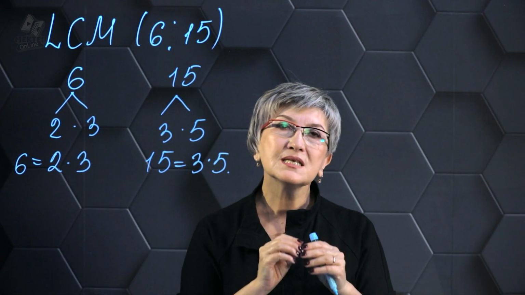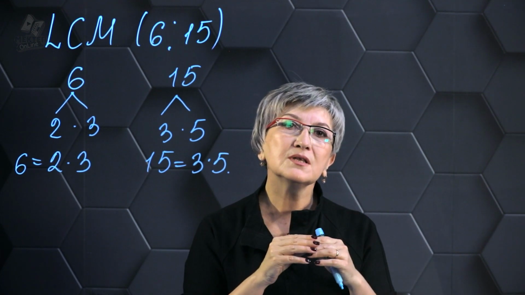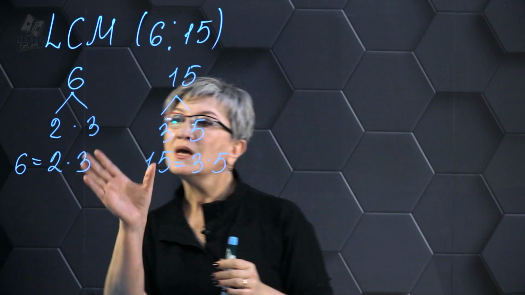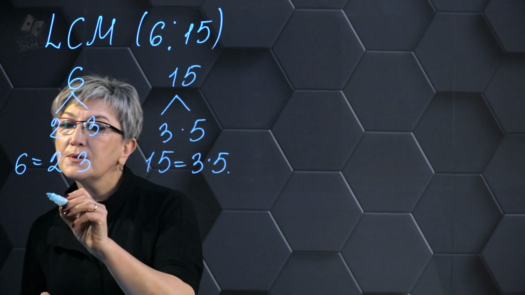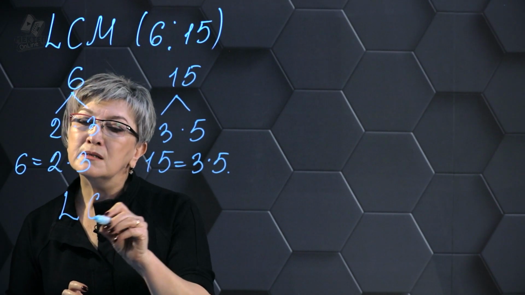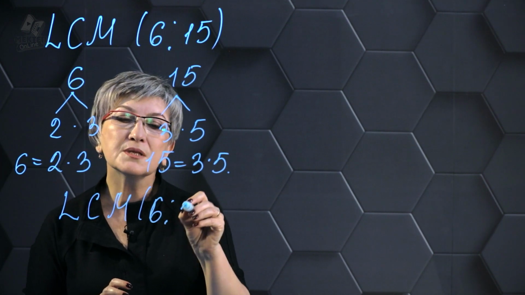As you grow older and handle larger numbers, you won't always need to break them down into their prime factors. You just need to find the common divisor of these numbers. All right, I've got it all sorted out. Now I'm writing the least common multiple of the numbers 6 and 15.